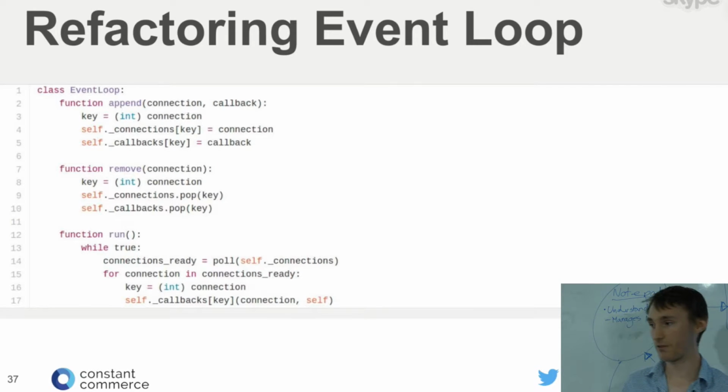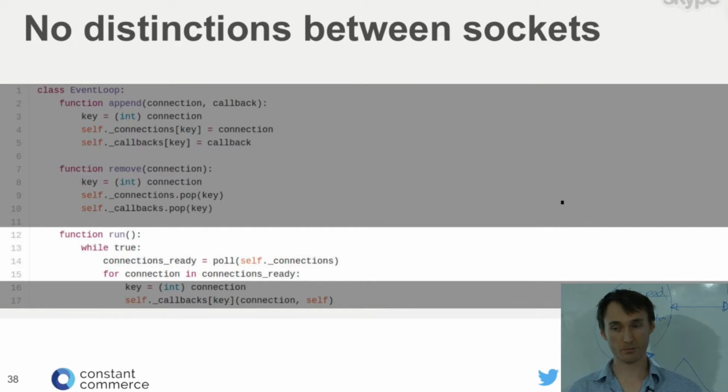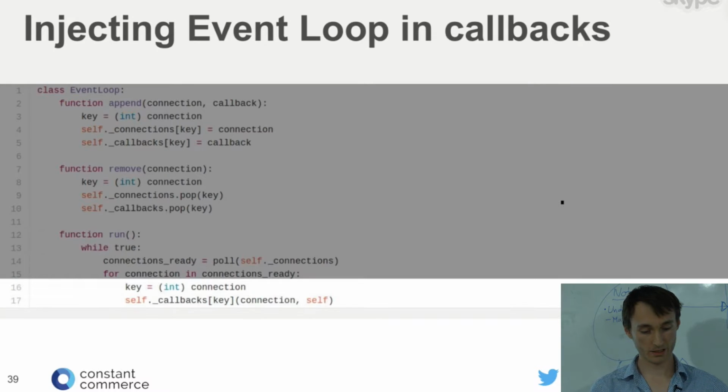So we're just going to refactor it a bit. Basically, we're going to extract the event loop into its own class. The first method of this class is going to be run. So you run the event loop. It's where you have the infinite loop. You have the call to poll. It gets connections. And then for each connection ready, we call a callback.